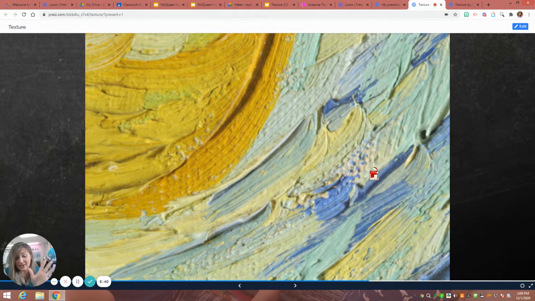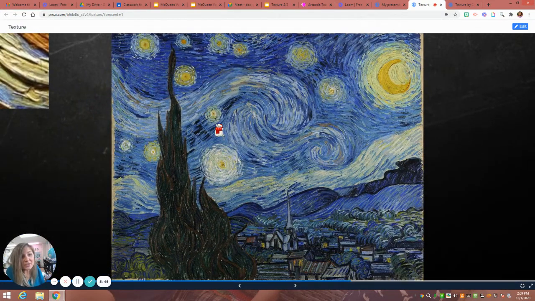That would be our actual texture that we could actually feel. However, our eyes are also seeing the swirliness of the sky, the bumpiness of the mountain and the fields. This is the cypress tree, and you can see the natural texture of the cypress tree and all the natural textures here. He uses the straight lines for the houses and the church to imply wood or a flat surface. So Vincent van Gogh uses both types of textures here.